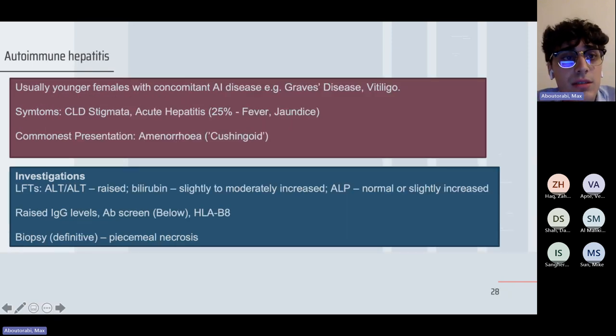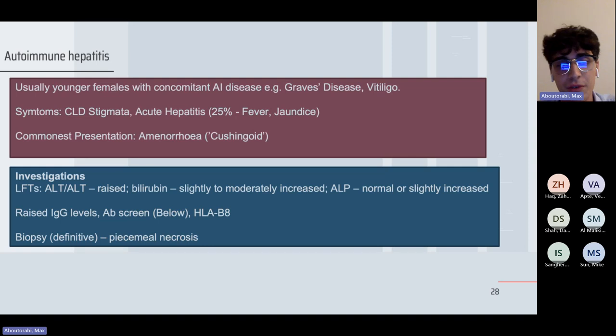So the next condition is autoimmune hepatitis. This commonly presents in younger females, and they will commonly come in with another autoimmune condition such as Graves' disease, vitiligo, rheumatoid arthritis. The common symptoms, again, are very common hepatic symptoms, so jaundice, right upper quadrant pain, fevers. And then a common presentation you can also see with this is amenorrhea, which is a lack of periods. So investigations you'd want to do is obviously LFTs.